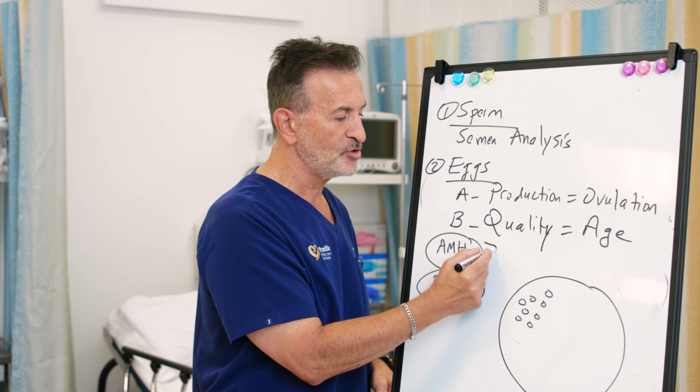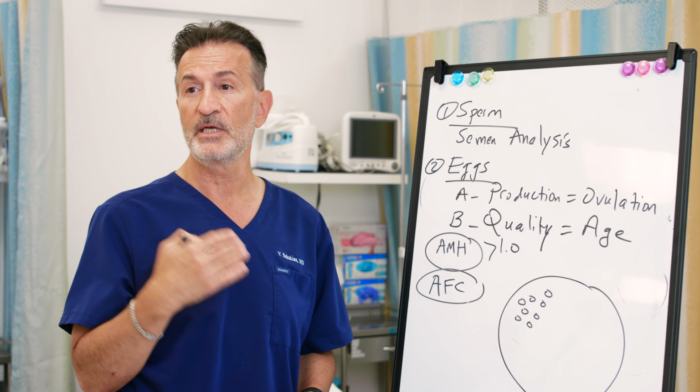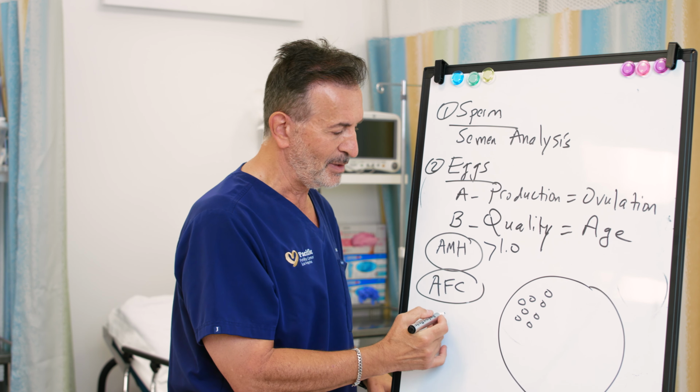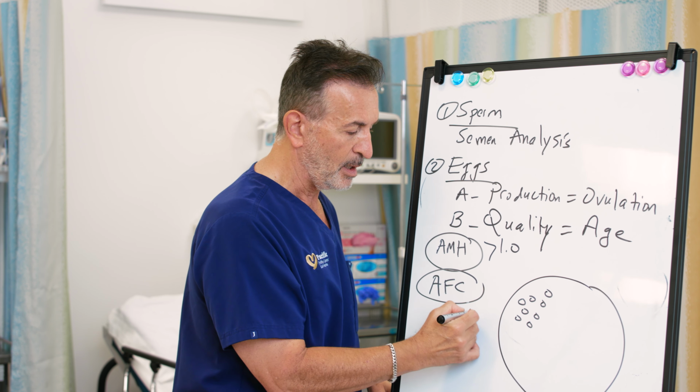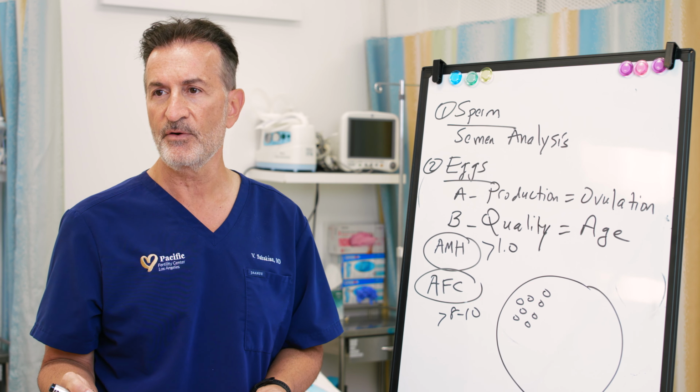Typically, you want an AMH of more than 1. The closer to 1, the lower than 1, then it's worse. It means you're not producing enough eggs. And typically, the follicle count, you want somewhere more than 8 to 10. The more follicles you have, the more eggs you have, the better your ovarian reserve.